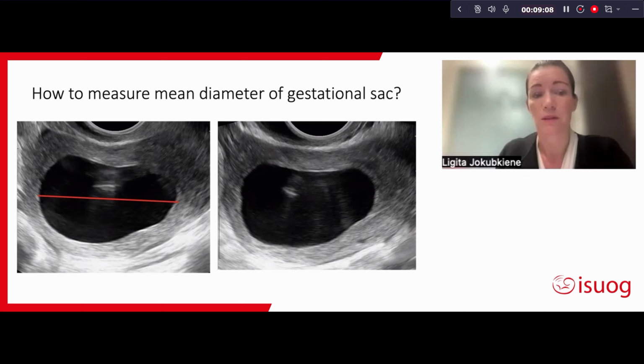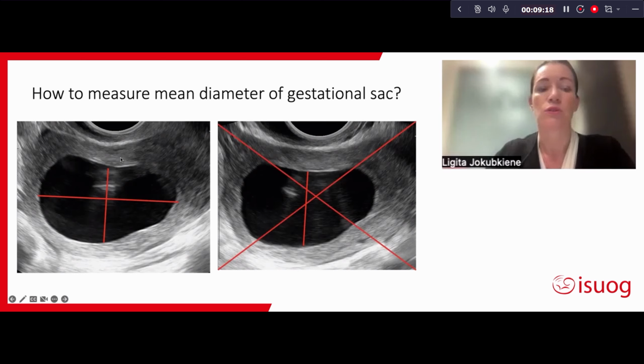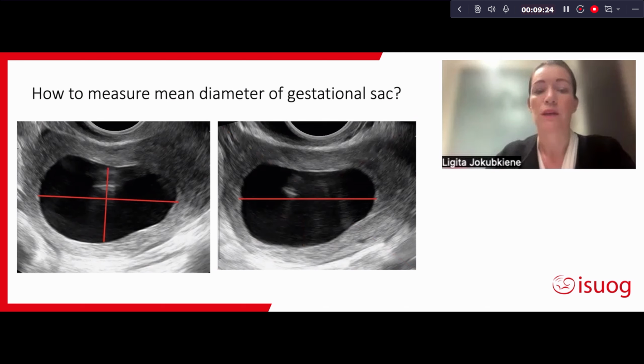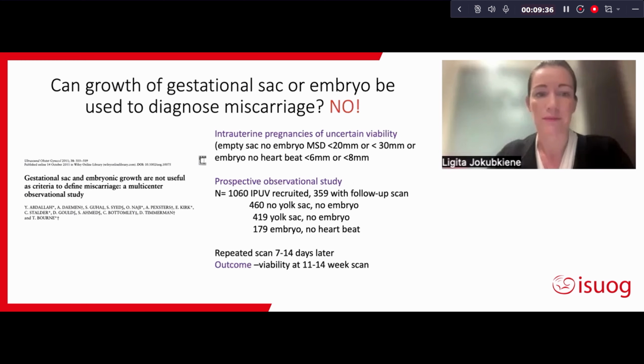Some people are making these 3 measurements in different ways. So we take one horizontal view, and some doctors are measuring twice in the vertical. This is not correct. Why? Because this measurement is the same as this measurement. So don't measure in this way. Again, measure in this way for your 3 measurements in order to get a correct mean diameter of the gestational sac. It will be very important for your diagnosis of the non-viable intrauterine pregnancy.